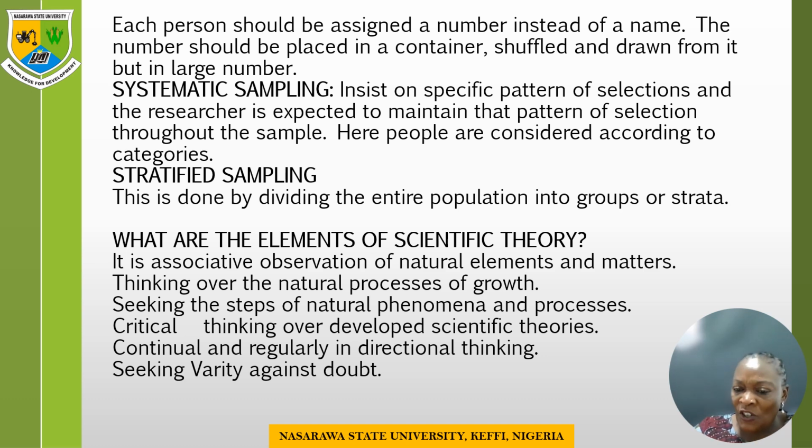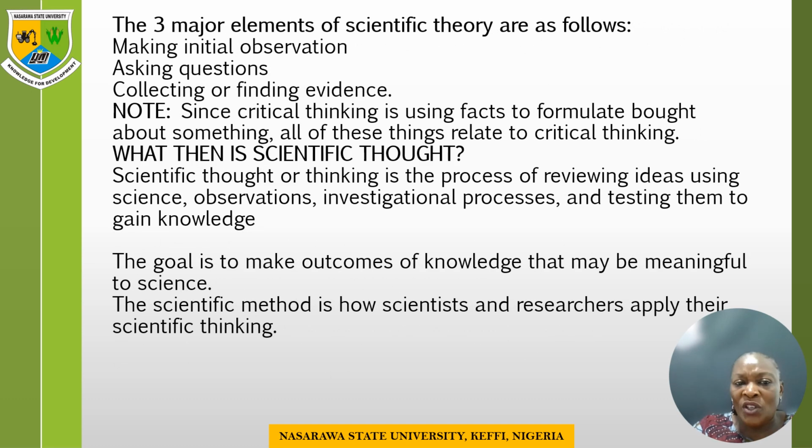What is changing? What is bringing about the changes? What do we have? Why do we have changes? Why do we have differences in our world? Why do we have differences in what we do, our ways of life, our food, and all those things? Now, we have three major elements of scientific theories. And they are making initial observation, asking questions, collection and finding evidence.